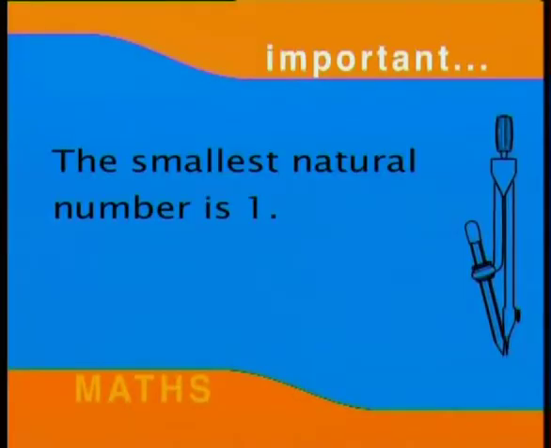What do I mean when I say and so on? It means you follow the pattern. So to find the next natural number, you simply add 1. The smallest natural number is 1. The number 1 has special properties. Let's see if you can identify them.